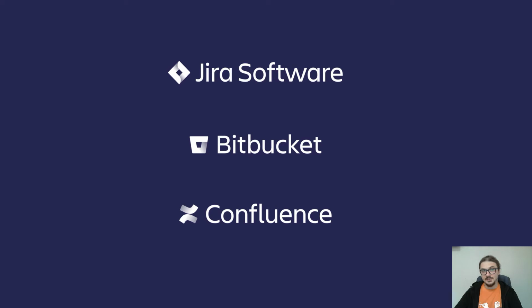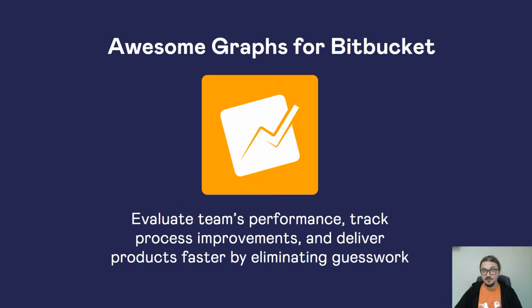So we create apps for Confluence, Jira, and Bitbucket, and our top-selling apps are data center approved and available in hosted and cloud versions. I'm also part of the Awesome Graphs for Bitbucket team, and our app helps engineering leaders evaluate teams' performance, track process improvements, and deliver products faster. Over the years, our app has evolved, and in version 5.2.0, we've added the capability to interact with the data provided by our app via the REST API, which is the main topic of today's webinar.